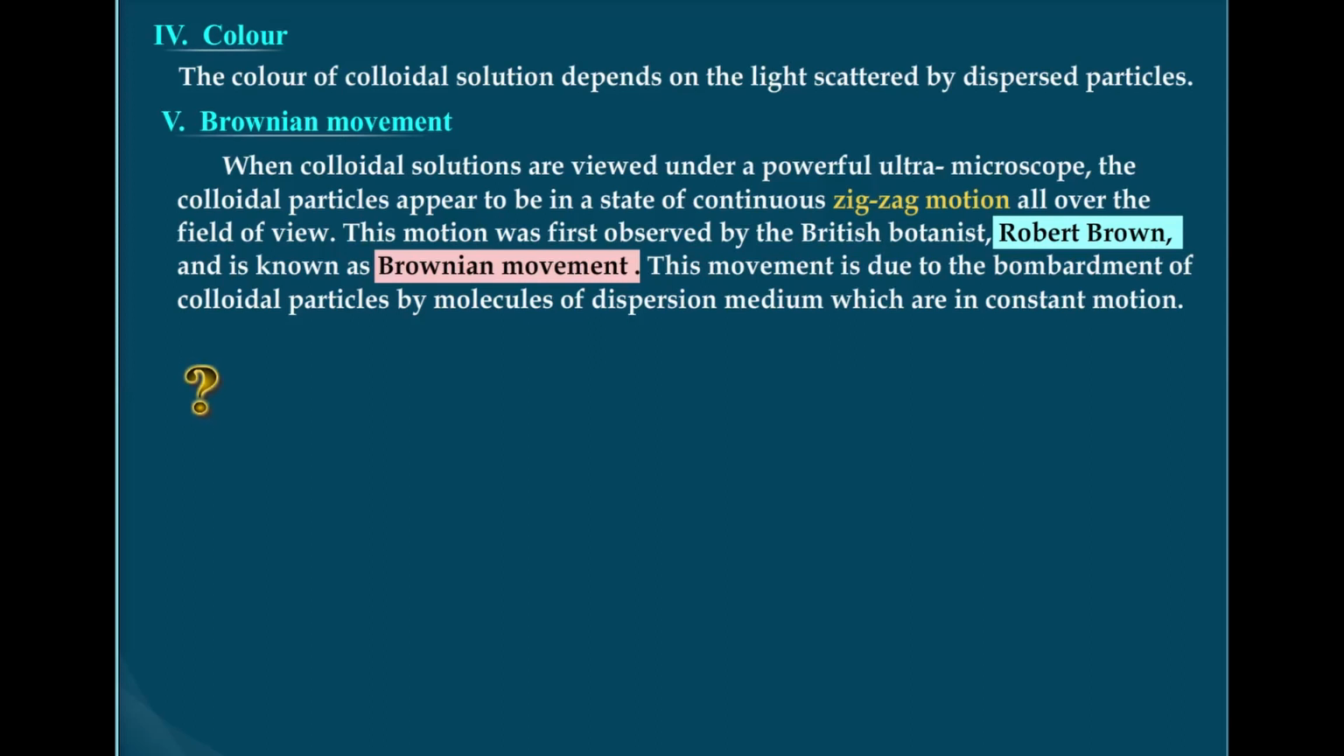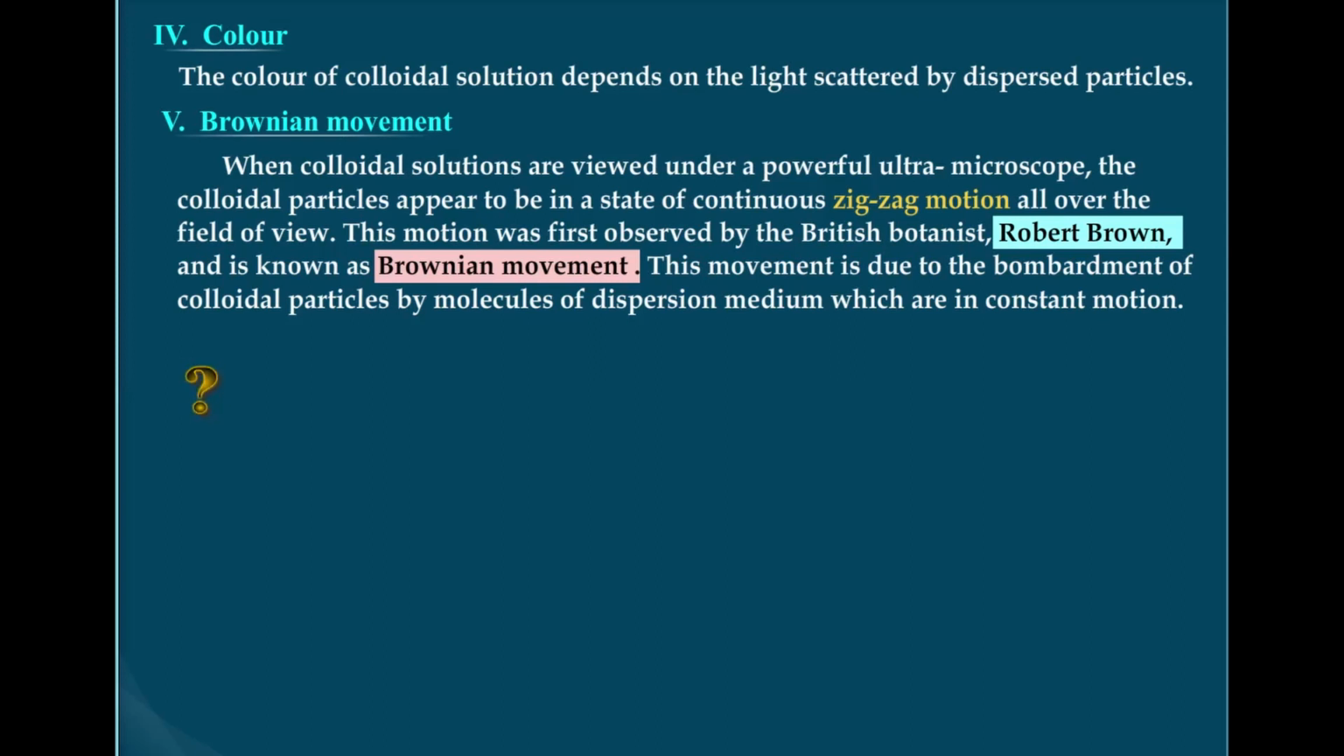When colloidal solutions are viewed under a powerful ultramicroscope, the colloidal particles appear to be in a state of continuous zigzag motion all over the field of view. This motion was first observed by British botanist Robert Brown and is known as Brownian movement. This motion is independent of the nature of the colloid but depends on the size of the particles and the viscosity of the solution. Smaller the size and lesser the viscosity, faster is the motion.